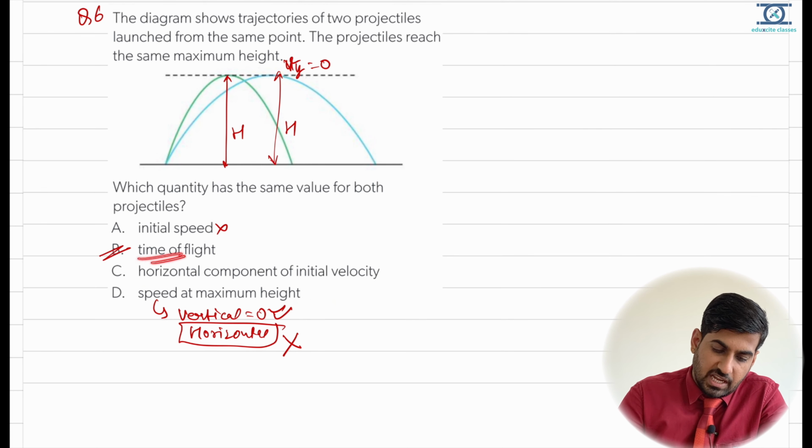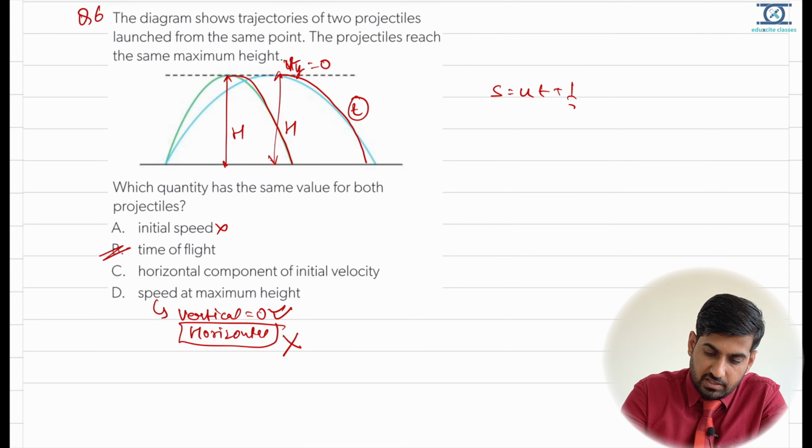So why I am saying time of flight is the same: if you see, from here it will go here and from here it will go here. Let us say this time is t. So if I use s equals ut plus half at square for the descent, from here to here, I know that if the air resistance is negligible, the total time will be 2 times t.